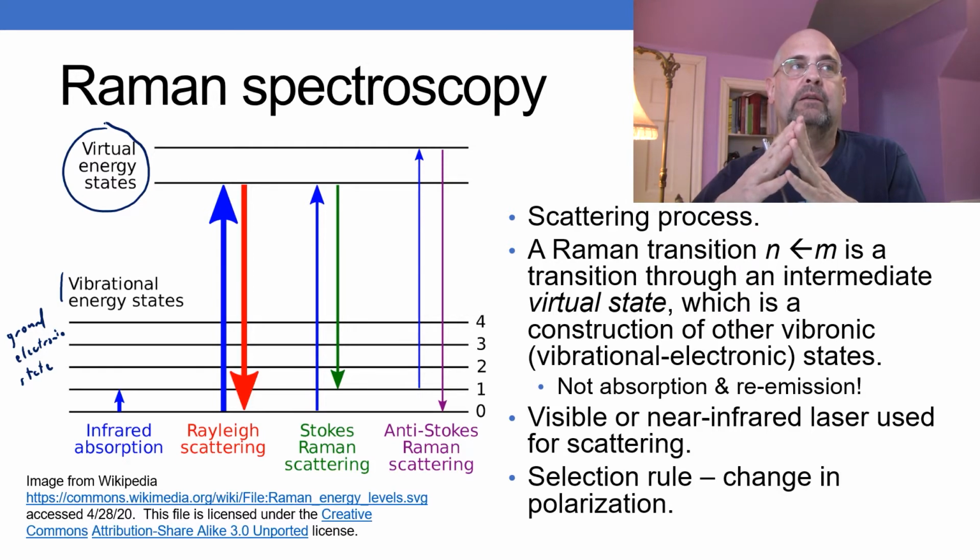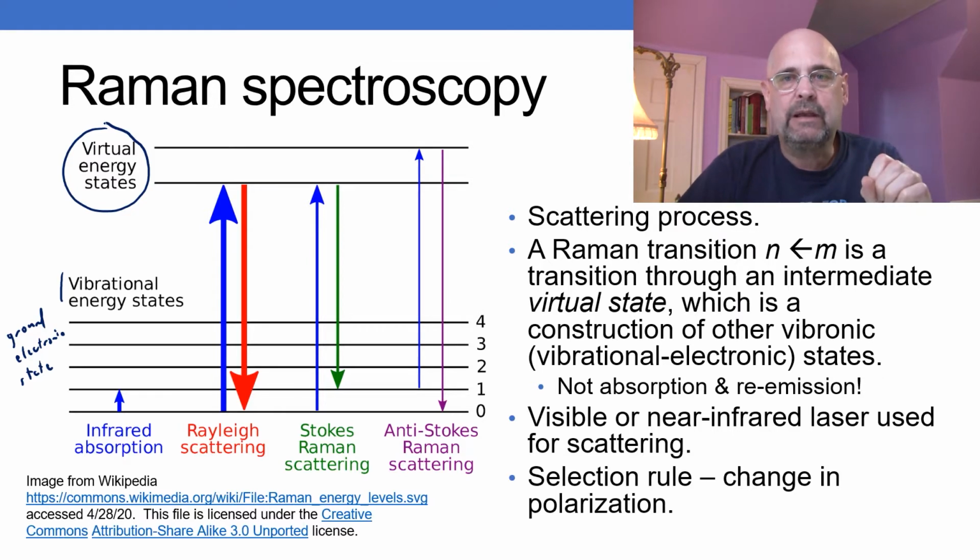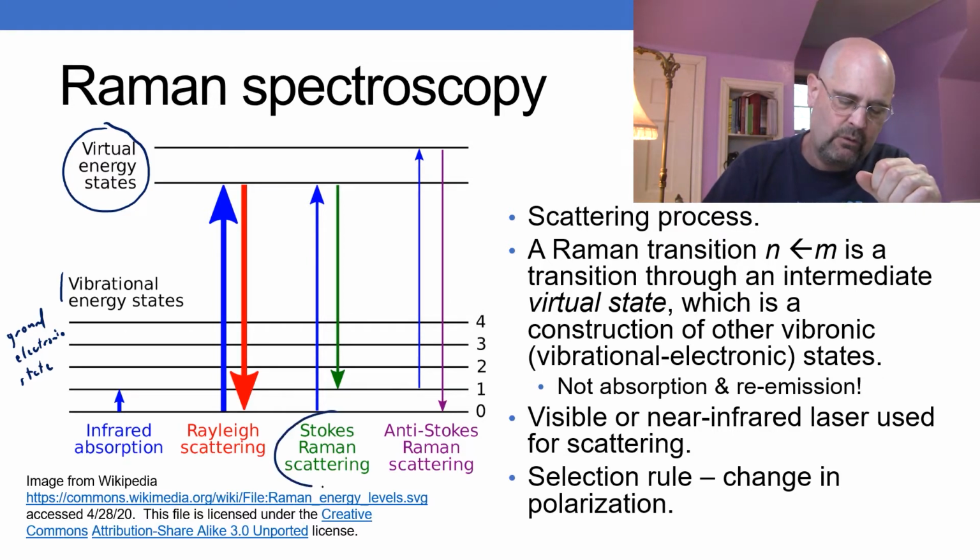If an object is transparent, maybe 1 in 10 to the 6th photons might get scattered by Rayleigh scattering. The rest are simply transmitted through the sample. But about 10 to the 6th less likely than Rayleigh scattering is that the photon of incident light is scattered off of the molecule, but it leaves the molecule vibrationally excited. That is Stokes-Raman scattering.